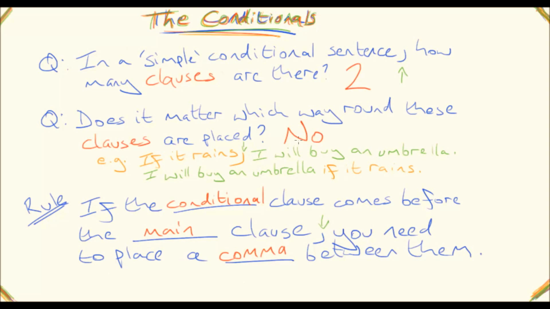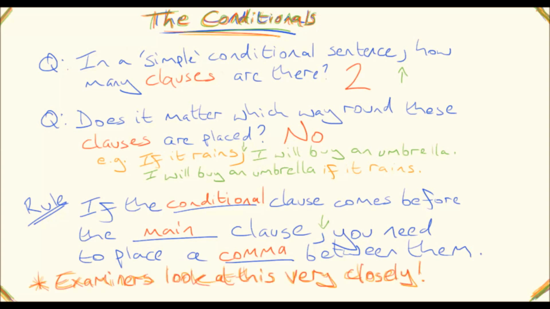You might think to yourself, well, this is just a crazy rule, who cares? But, well, let me give you a word of advice here. Examiners look at this very closely. When they're marking your writing and they see a conditional clause followed by a main clause, if you've forgotten to put the comma there, they let out a little evil laugh and put a red line through your sentence. So don't give them that satisfaction.